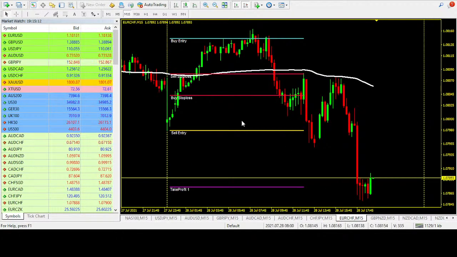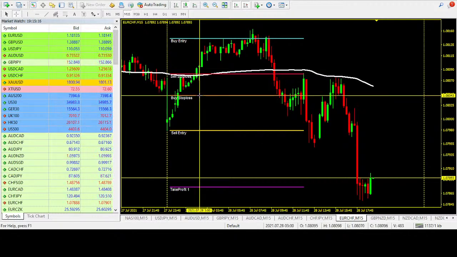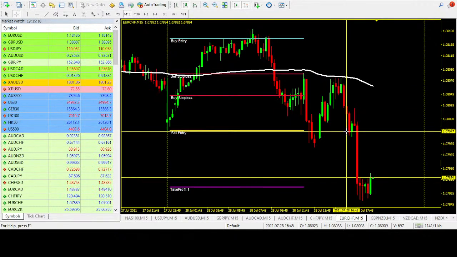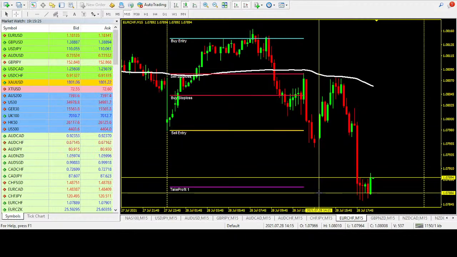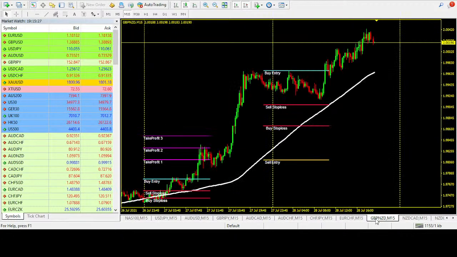Another trade here, guys, this is a trade that materialized in the US session. As you can see, there was a sell entry right there. You can see that it got triggered right there, and then now it went down to hit take profit one. Let's keep going.